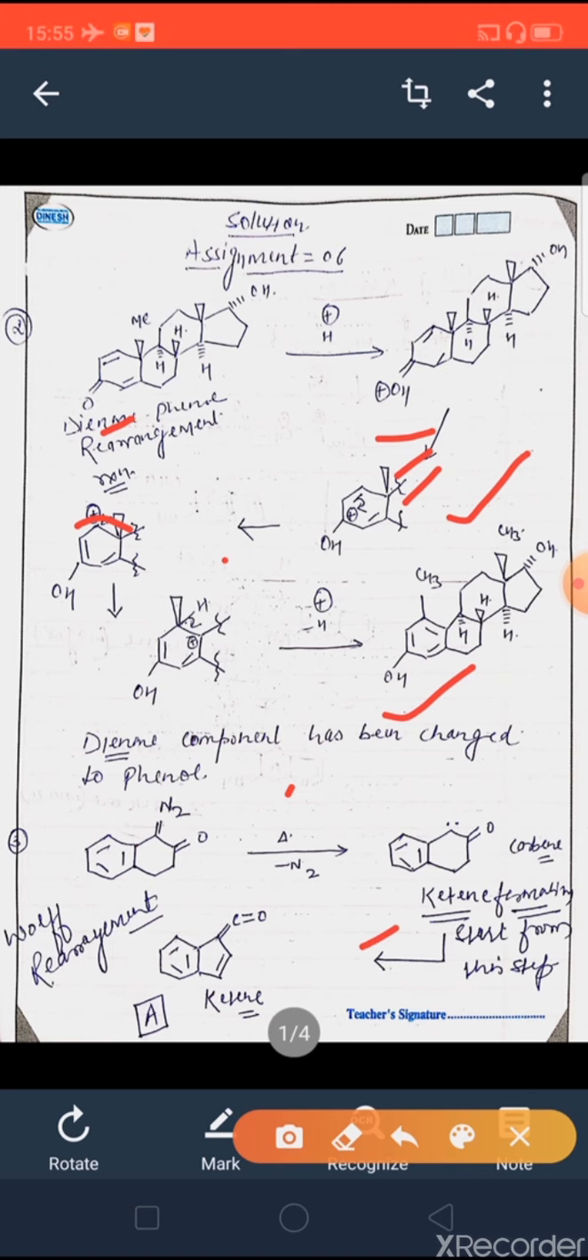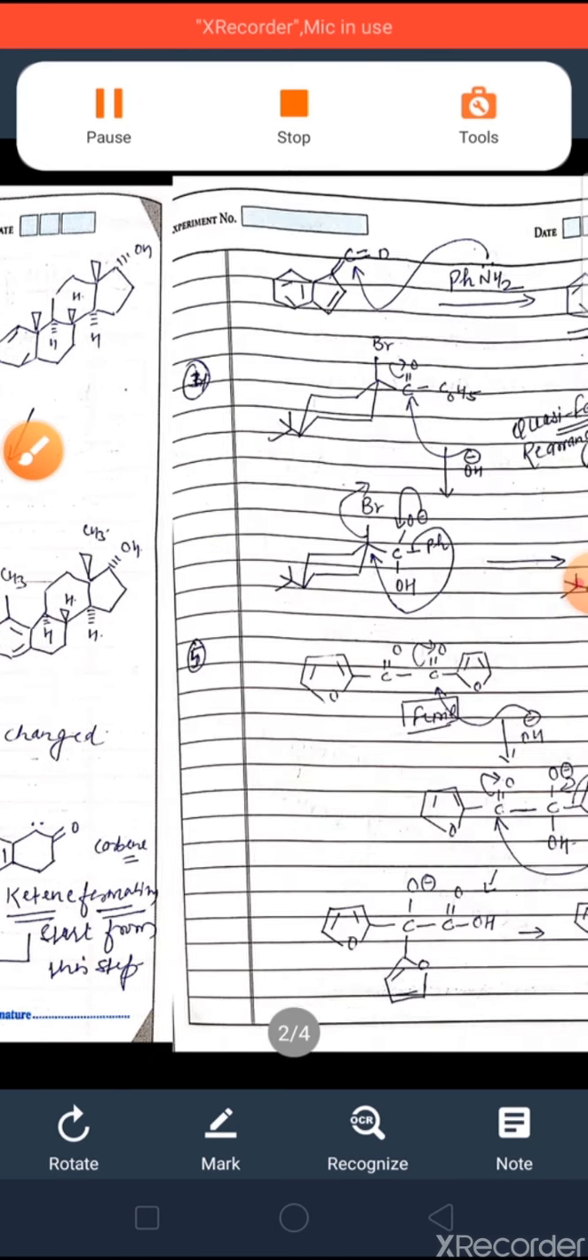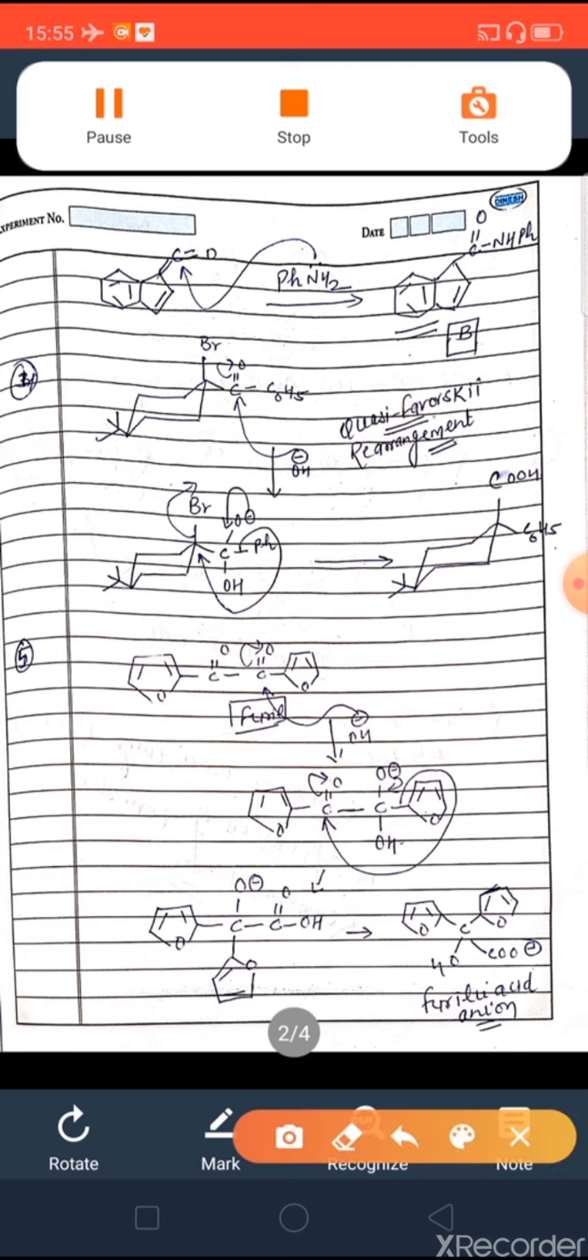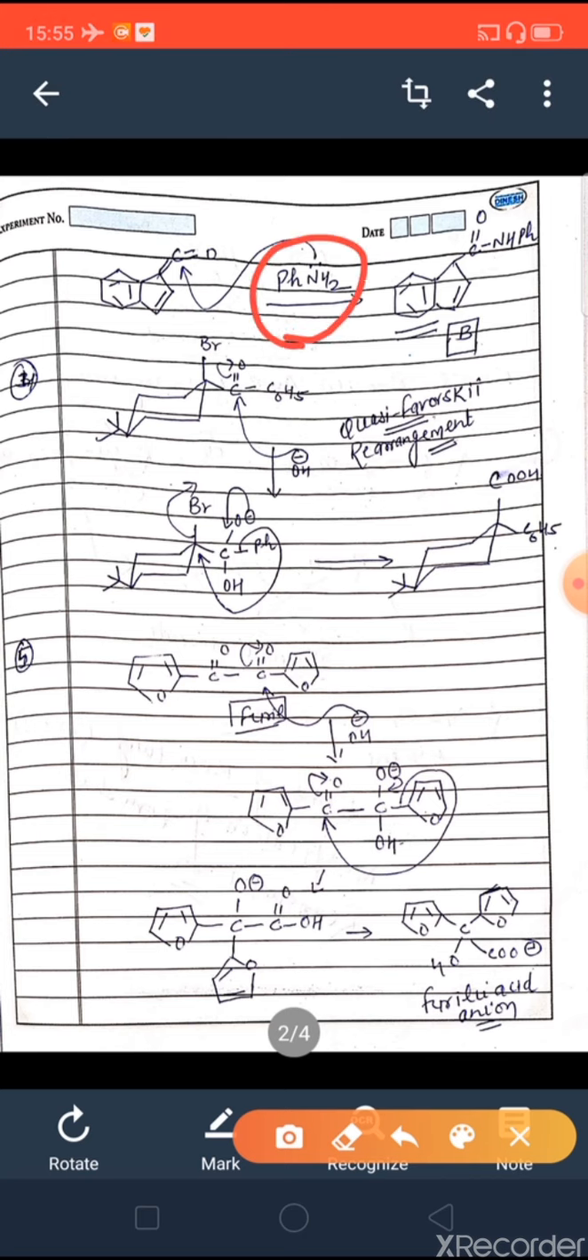After formation of this ketene, there is another reaction, in which we have PhNH2 here, which reacts with this ketene, and when it reacts, this particular product has been synthesized as our B product. So this is question number 3.